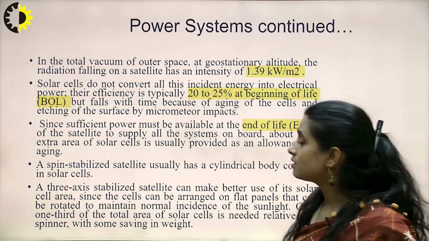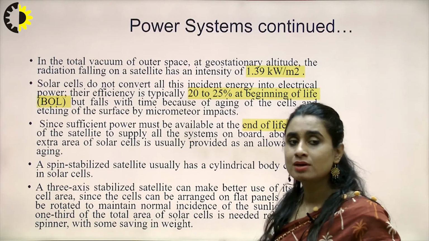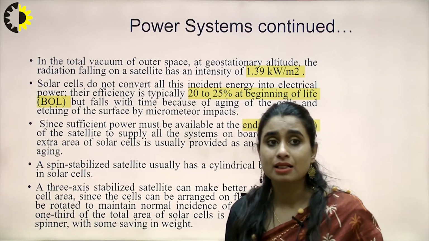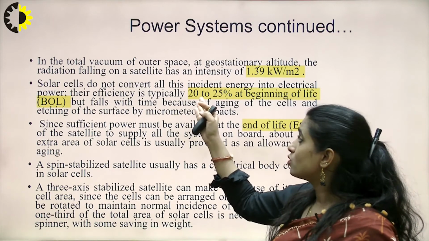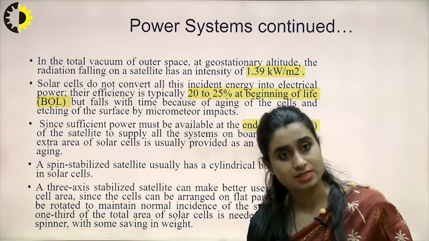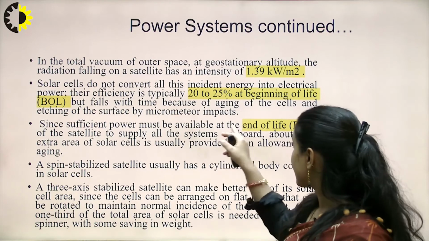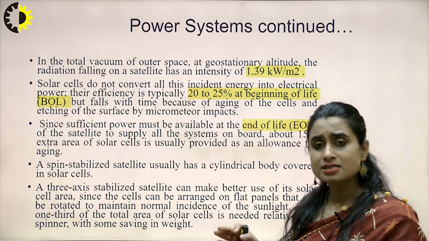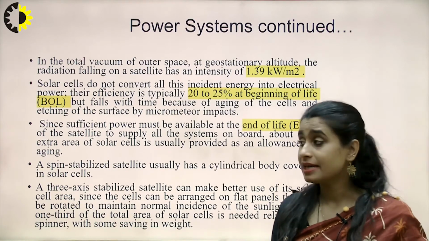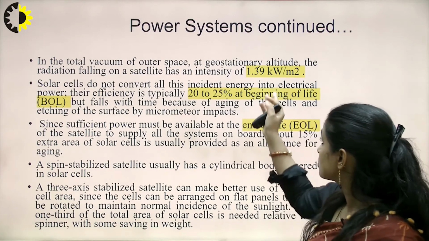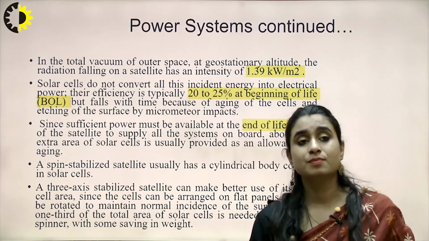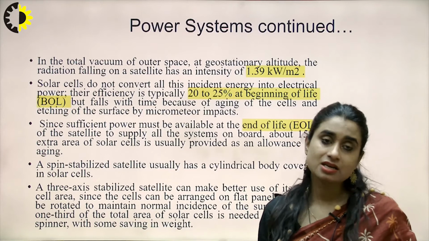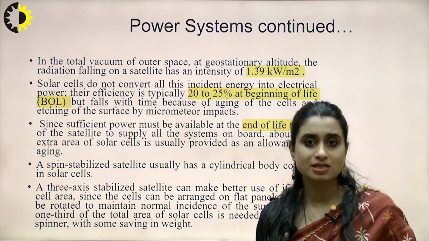So when the solar cells are new, that is, we talk about beginning of life, BOL, their efficiency is around 20 to 25%, right? At end of life, EOL, it reduces. Even in the very beginning, only 20 to 25% of the solar energy gets converted into electrical energy. These are some things that must be taken into consideration.